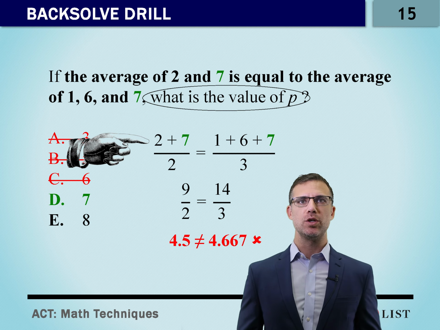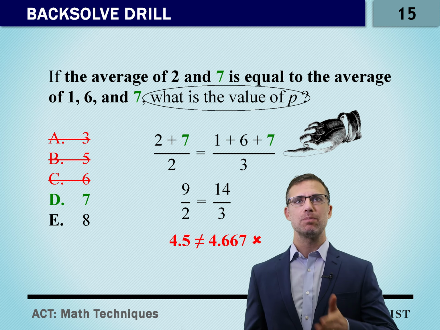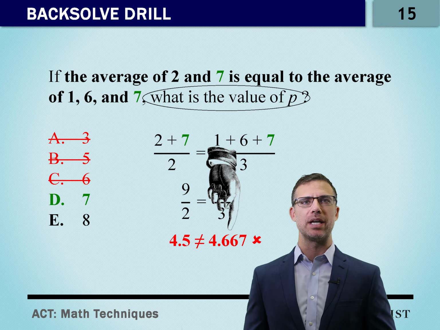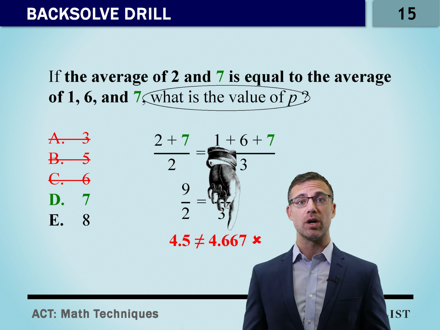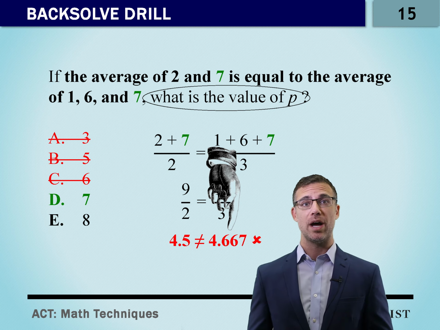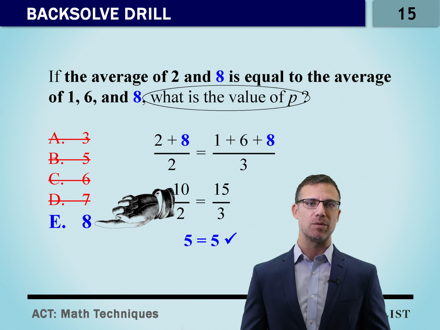2 plus 7 over 2, well, that's going to get us 9 over 2, that's 4.5. 1 plus 6 plus 7, divided by 3 is 14 over 3, that's 4.6 repeating. This is one of the reasons that you show all your work, because if you don't get the right answer, you need to know whether or not you're getting closer or further away. When we find out that D is getting us closer, that means we know that E is going to have to be the right answer.